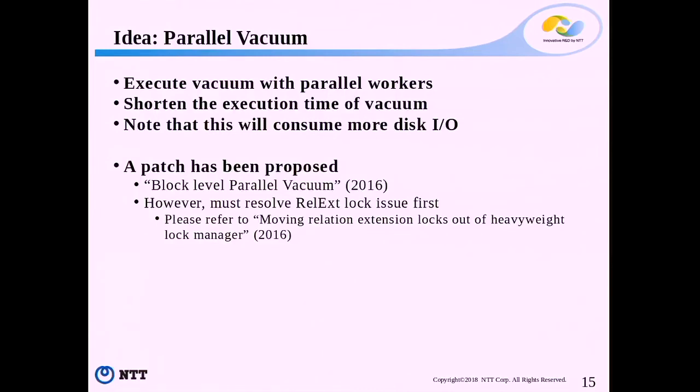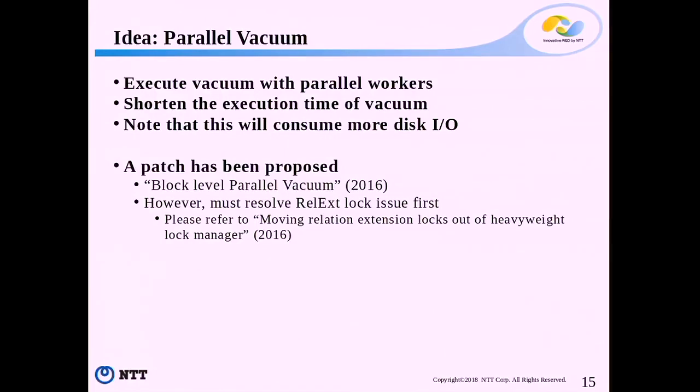And I submitted a patch for parallel vacuum 2 years ago, and this is still under discussion by the hackers. And during the discussion, another issue about the relation extension lock appeared. So if you're interested in this feature, please refer to two threads: block level parallel vacuum, and moving relation extension lock out of the heavyweight lock manager.